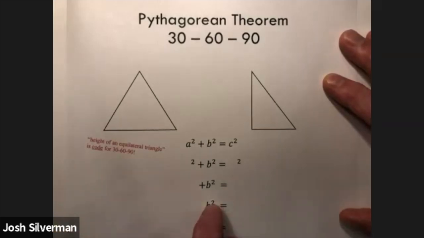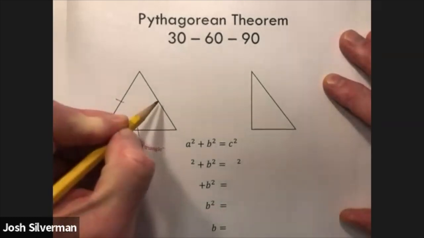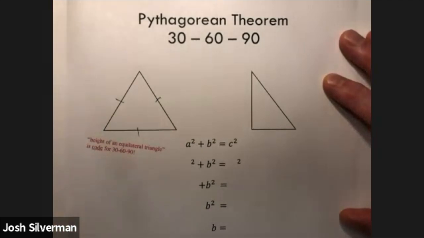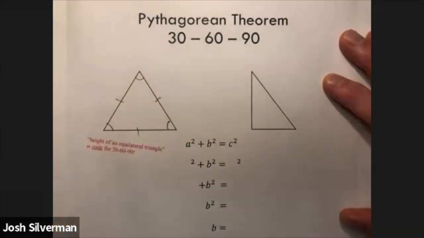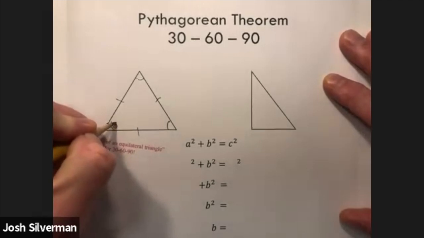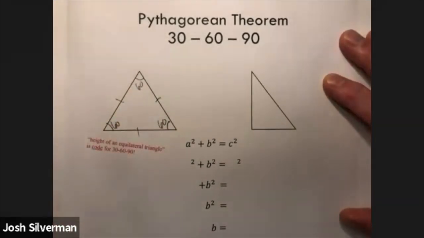So, first of all, what's an equilateral triangle? Obviously, all the sides are equal. But not only are all the sides equal, all of the angles are equal as well. And if all the angles inside of a triangle add up to 180 degrees, and each of those is the same, how much is each angle? 60. So this is 60, this is 60, and this is 60.